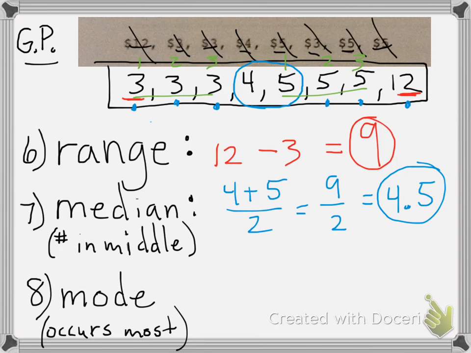So looking at our numbers, I noticed that the 3's occur 3 times, and then there's 5 that occurs 3 times. Now, it's okay if you have 2 modes. 3 and 5 both occur the most, because they occur more than 4 and they occur more than 12. So it would be 3 and 5 occur most.